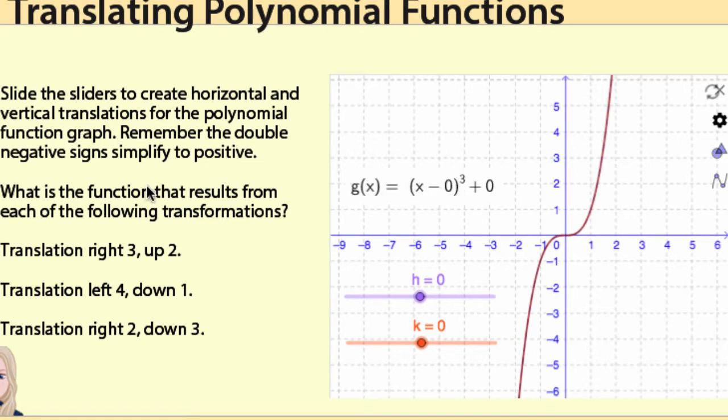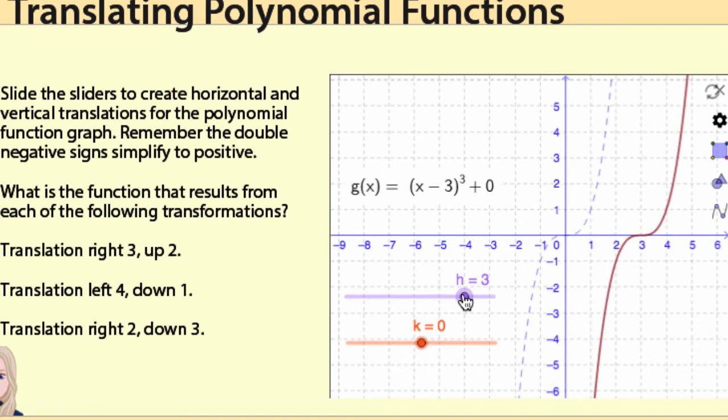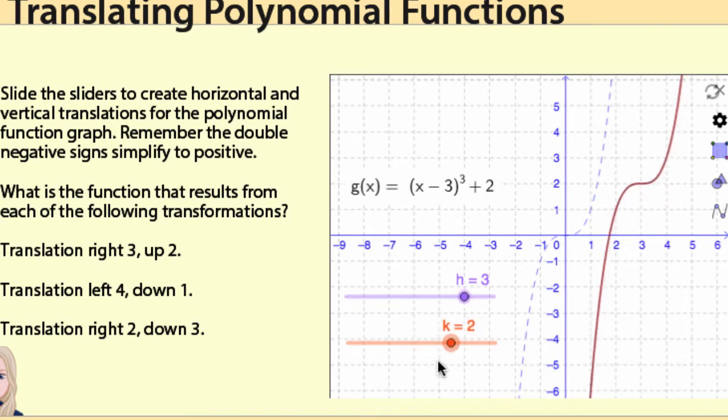And so in the lesson it's asking, what functions result from the following transformations? Translate 3 right, up 2. So the h goes left to right. So I'm going to go 3 to the right. So it's x minus 3. That's just the translation right 3. And then up 2, increase the k value to 2. So there you go. There's the translation right 3 and up 2. And you can see the dashed graph where it used to be, and you can see where it is now.